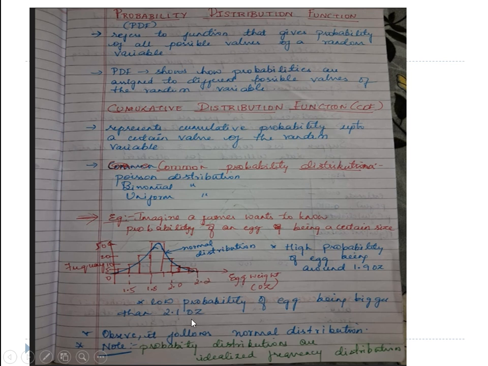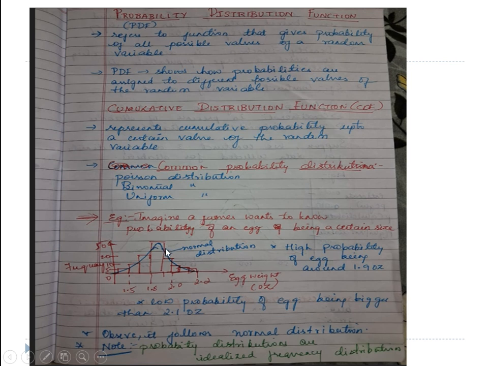Now how did I arrive at these exact numbers? We plotted the normal distribution, which I have shown in the blue line. You can see that this histogram actually follows a normal distribution. After I plotted the normal distribution, I am easily able to get the statistics of the number of eggs which are of a particular size. So what we can note here is that probability distributions are basically idealized frequency distributions.